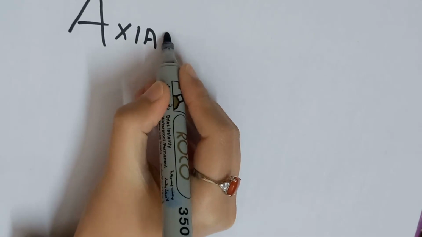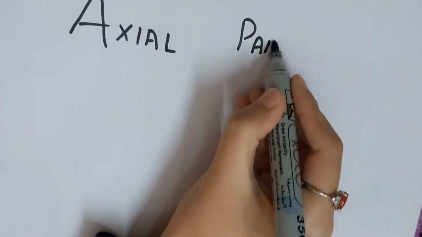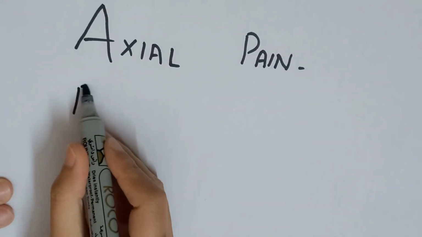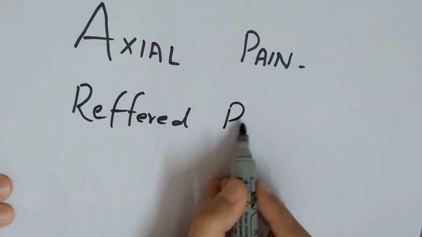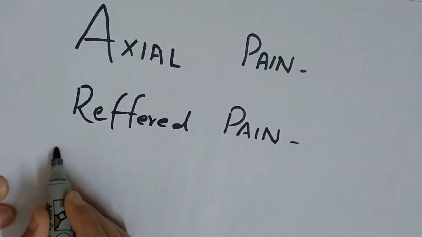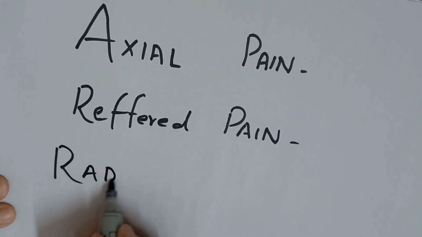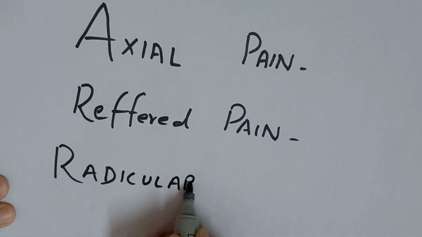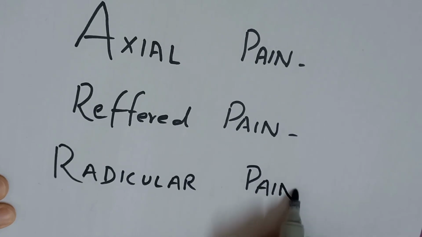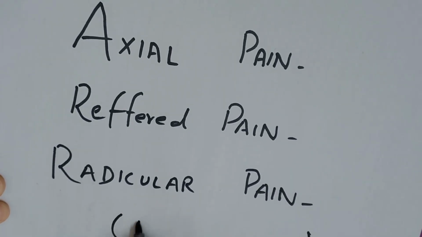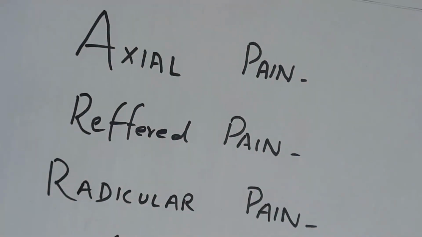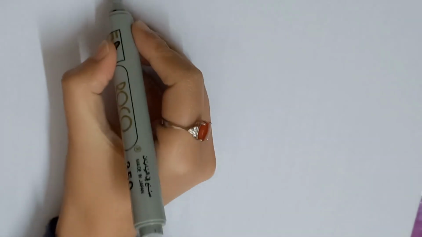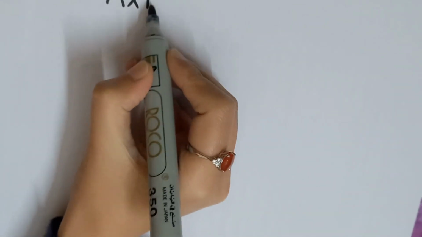In this video, we'll talk about the axial pain plus the referred pain and radicular pain, plus also we will talk about the radiculopathy. Talk about the characteristics of pain plus the pathophysiology of the pain. So starting with the axial pain.